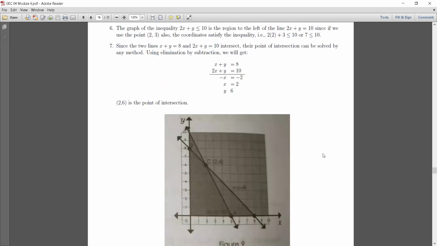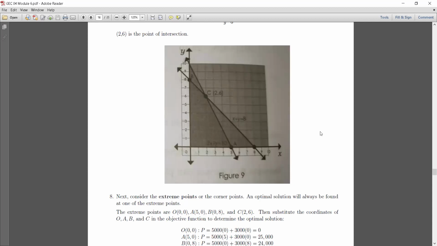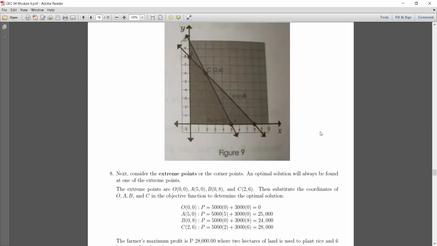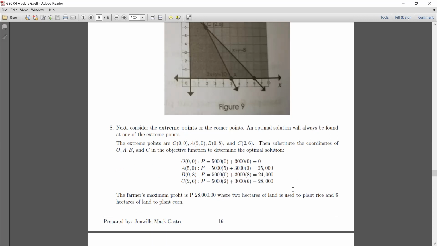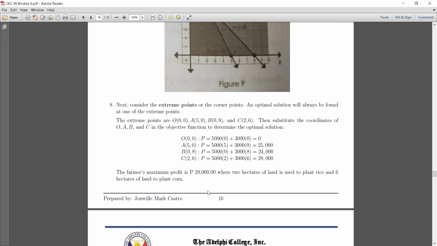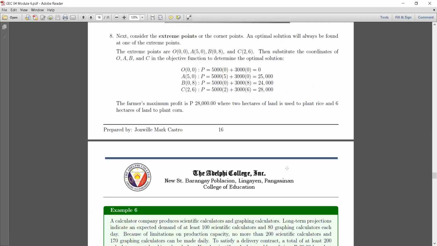So, once we have found our extreme points, those are what we will use to test in our objective function. One of those four points will give the optimal solution. So, we just substitute all of those points into our objective function. Since we are maximizing profit, the highest is 28,000. Therefore, our maximum profit is 28,000, where 2 hectares were used for rice and 6 hectares for corn. Okay? So, that is our solution.